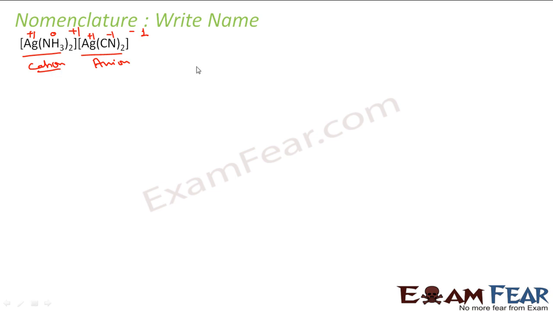First I'll write the cation. The cation is again a complex here, [Ag(NH3)2]. In a complex, first I give priority to the ligand and then the central metal. So the ligand is my ammonia, so we'll write ammine. And there are 2 ammine, like diammine. So I'm done with the ligand for this complex. Then silver, I write silver. The oxidation state of silver is 1. I'm done with the left part.